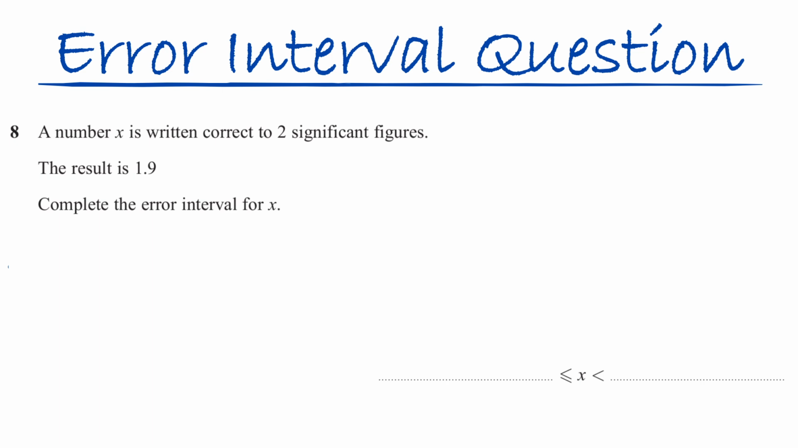So we have an error interval question here, and it says a number x is written correct to two significant figures. The result is 1.9, complete the error interval for x. All it's really saying is what possible values of x could there be for it to be rounded to 1.9, and that's either up or down.